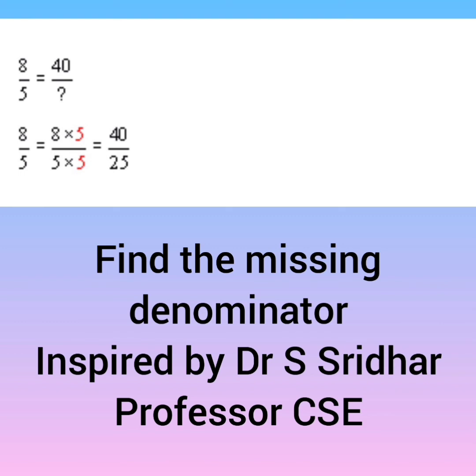Consider this: 8 by 5 is equal to 40 by question mark. So the denominator on the right hand side you have to find out. Having seen all these examples, you can easily find it. Very simple. 8 into 5 you get 40. So naturally here, 5 into 5 is 25, so automatically the denominator has to be 25. So the final solution is 25 in this particular case.